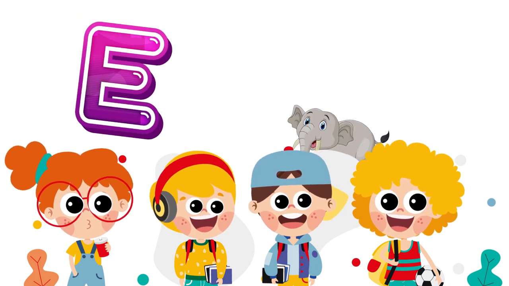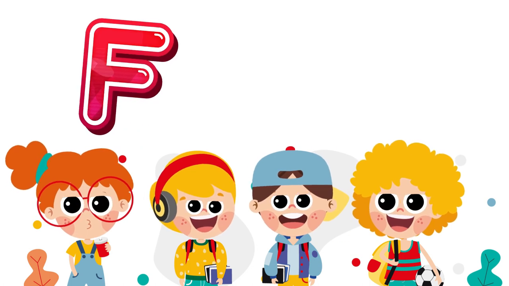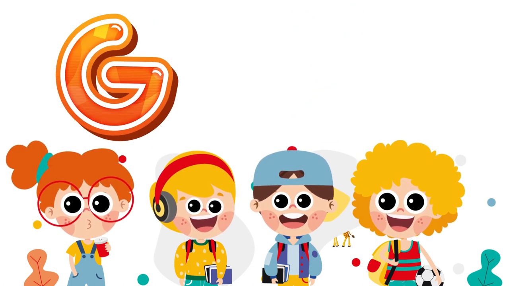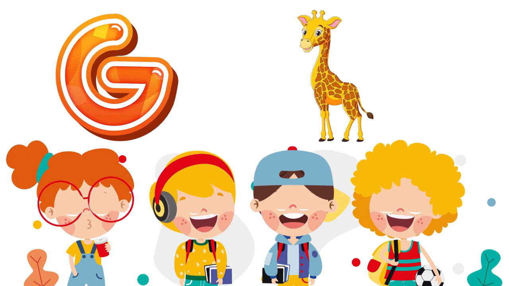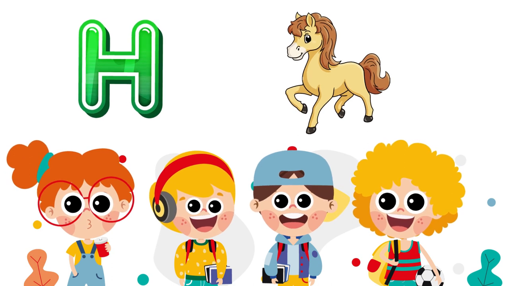E is for elephant. F is for fox. G is for giraffe. H is for horse.